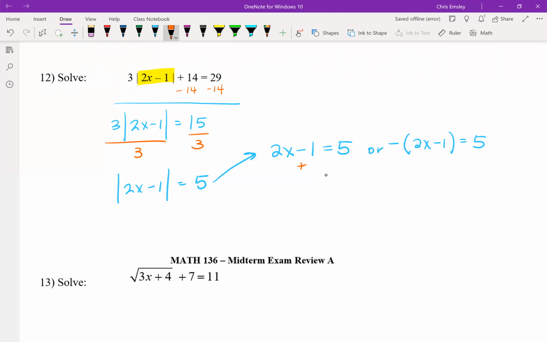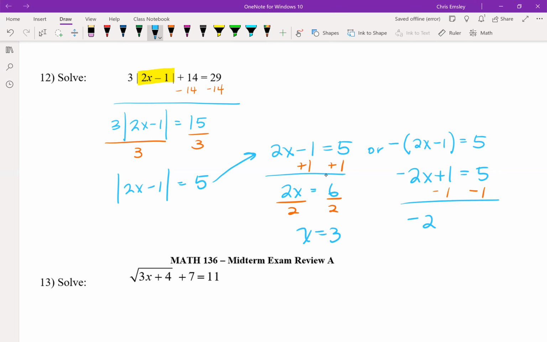They're pretty easy little equations from this point. In the first one, we get 2x equals 6, and then x equals 3. On the other one, we'll distribute that negative sign, so minus 2x plus 1. And then we want to do the same solving. We subtract 1 from each side. Divide by -2. And so we get two answers, x equals 3 or x equals -2.